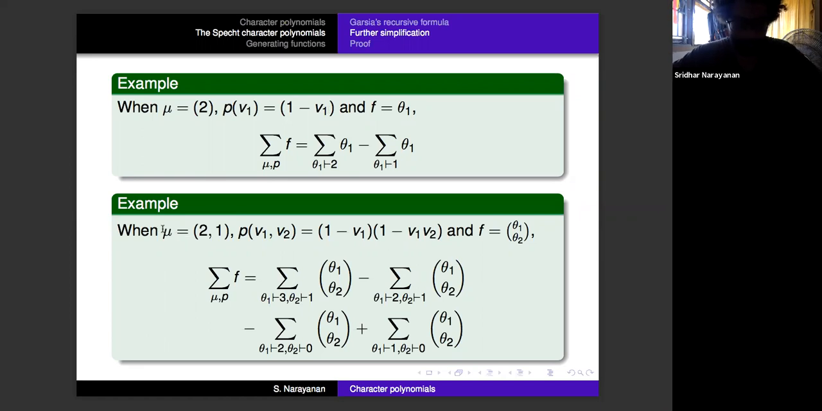It's probably very simple. Let's look at another example where it's a two row shape. Mu is 2, 1, p is 1 minus v1 times 1 minus v1 v2, and f is theta 1 choose theta 2. Now the cumulant of mu will be 2 plus 1, which is 3, and 1 plus nothing, so 1. The cumulant is 3, 1. For each monomial, we subtract the corresponding exponents of v1 and v2 from this cumulant. Corresponding to the monomial 1, the exponents of v1 and v2 are both 0, so it's 3, 1 minus 0, 0, which is 3, 1. So the size of theta 1 is 3, and the size of theta 2 is 1.